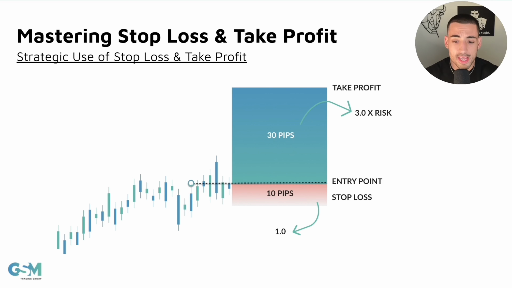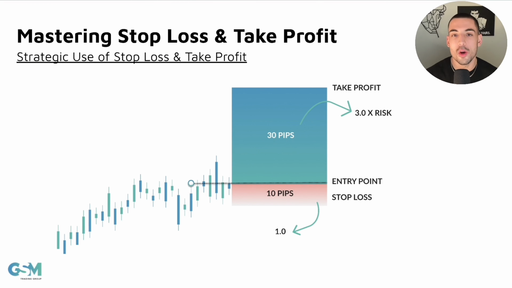So taking a look at this example, we could see our stop loss is set at 10 pips, but our take profit is set at 30 pips, which is 3 times the amount of our stop loss. So our risk to reward ratio would be 1 to 3. So basically, if we risked 1% on this trade and we hit stop loss, we would only lose 1%. But if we risked 1% and we hit take profit, we would gain 3% on the trade.